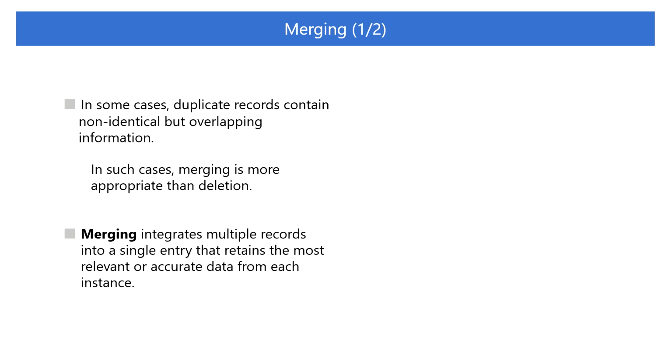In some cases, duplicate records contain non-identical but overlapping information. In such cases, merging is more appropriate than simply deleting all but one. Merging is a method that integrates multiple records into a single entry that retains the most relevant or accurate data from each instance.